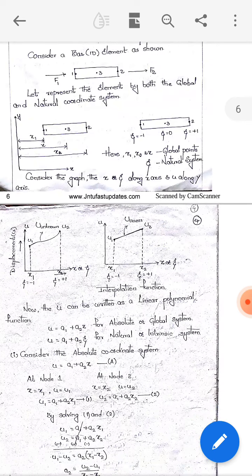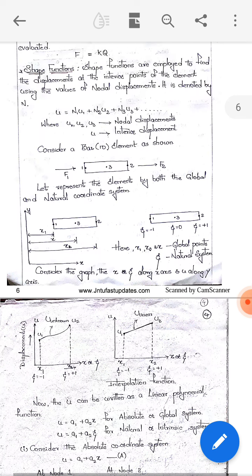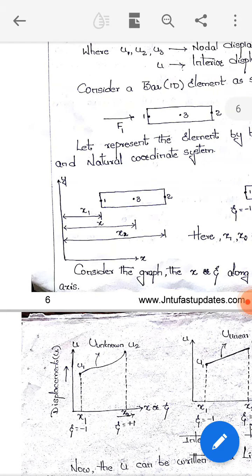Now considering a bar as a 1D element. Clearly we see that the element is having node 1, node 2 and, in the center, let us add one more node, node 3. With reference to the global coordinate system, the nodes are located at distances x1, x2 as shown in the figure.